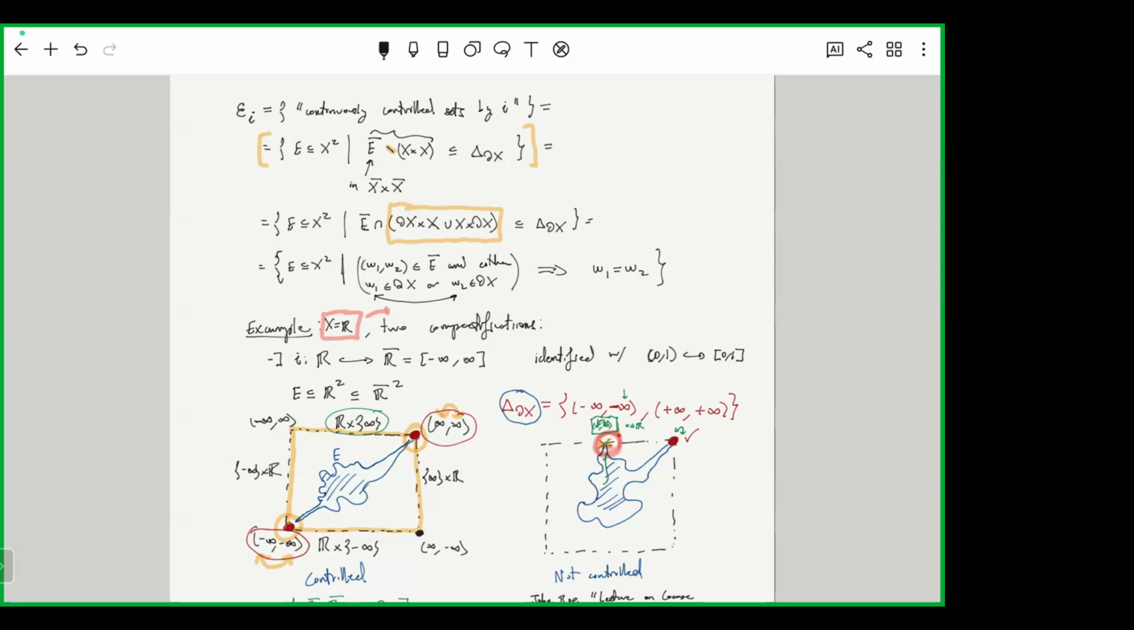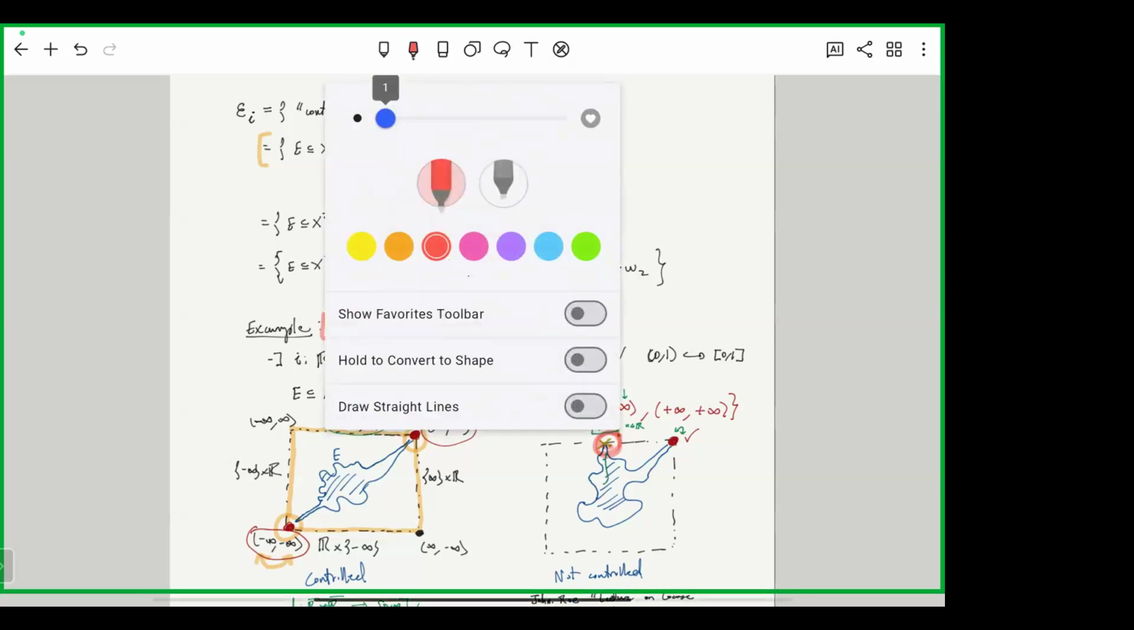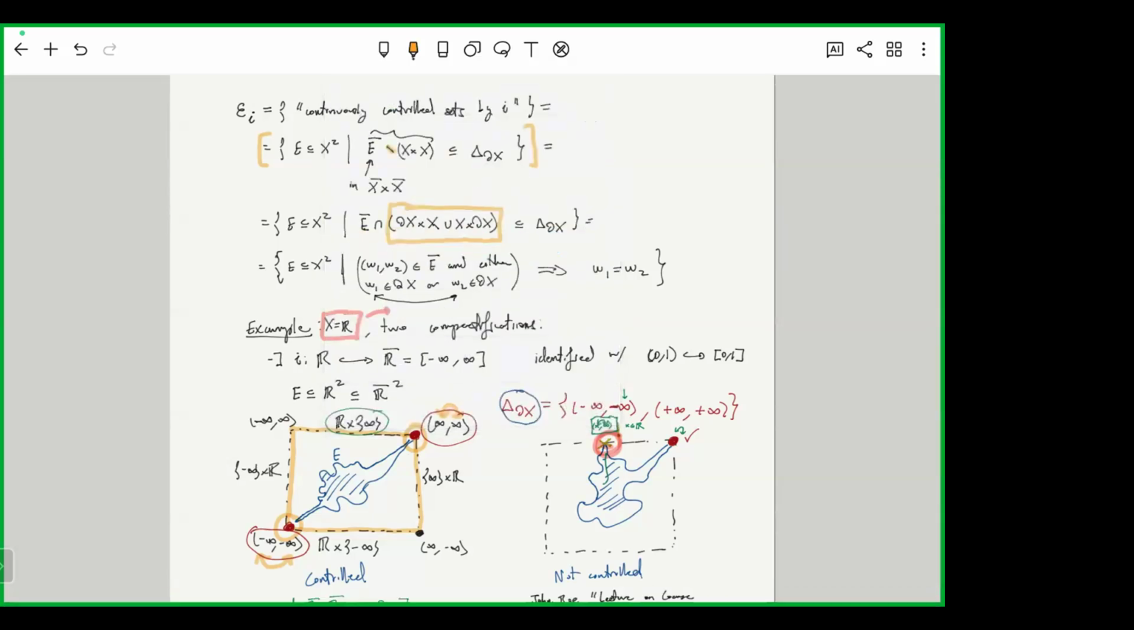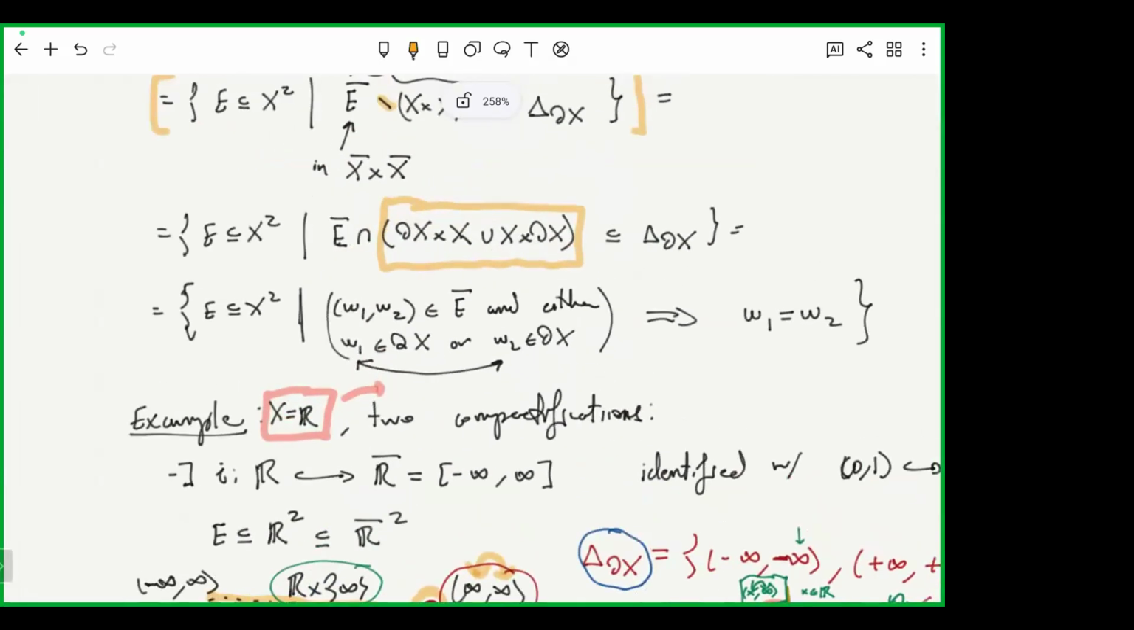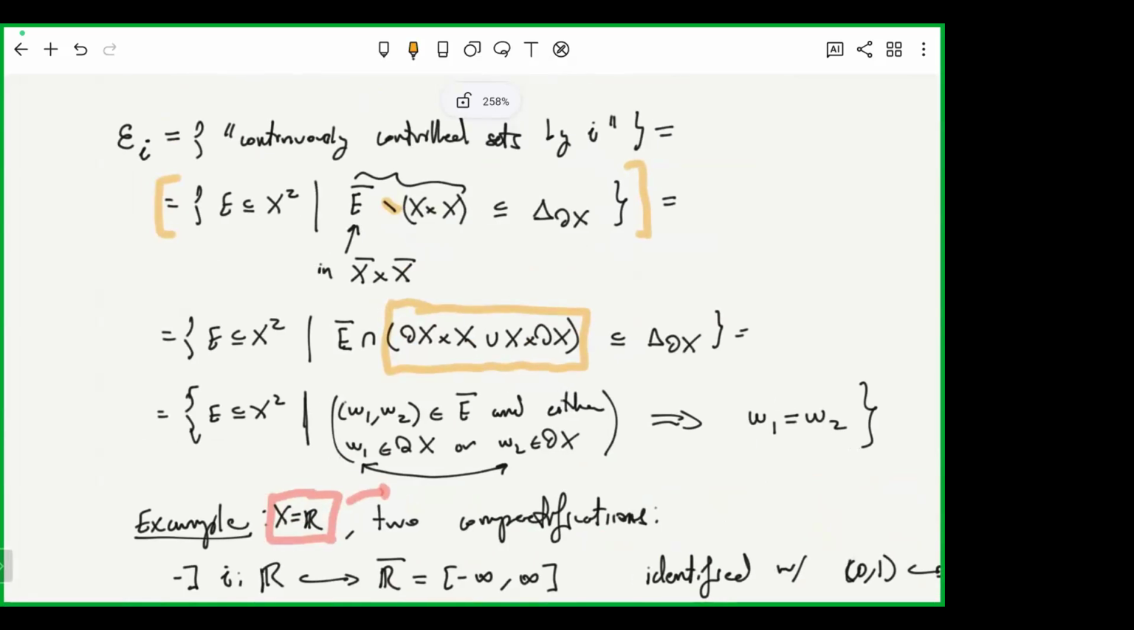So then every set will be controlled, right? Because it makes sense. If X is already compact, X is bounded, so there should be nothing at infinity, right? Exactly. The diagonal is empty basically. So if X is already compact, this is always empty, and so this condition is always satisfied. So every set is controlled.